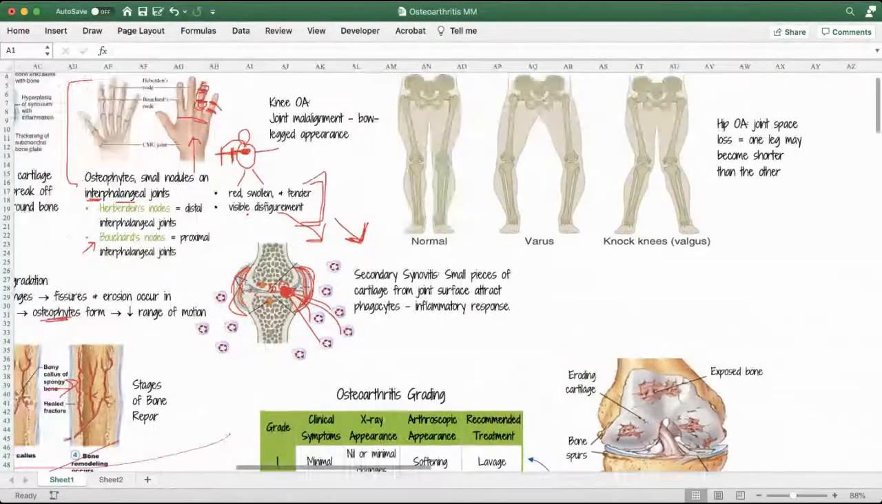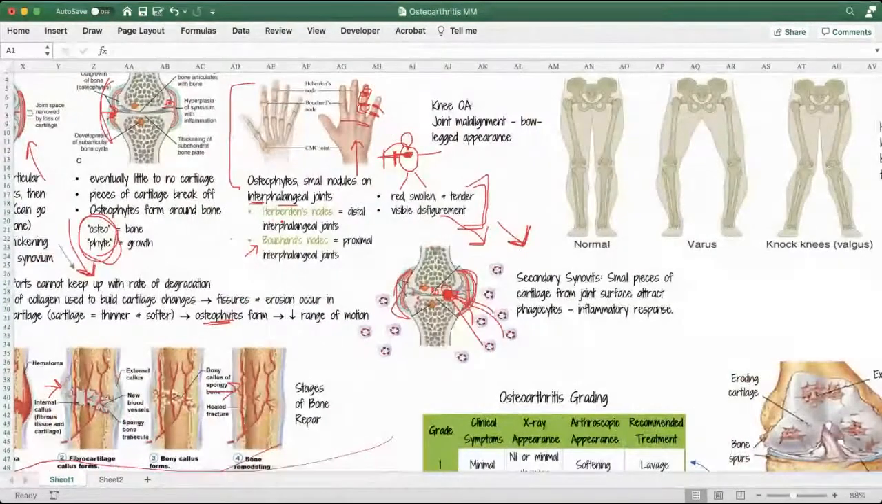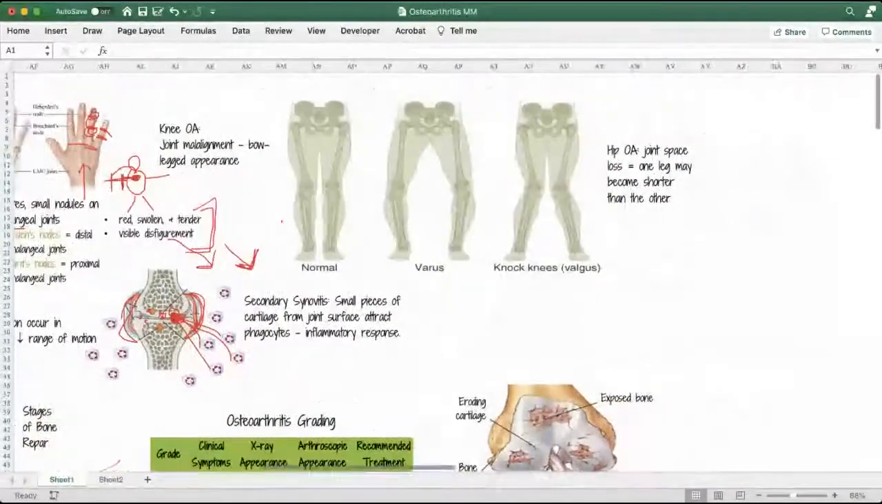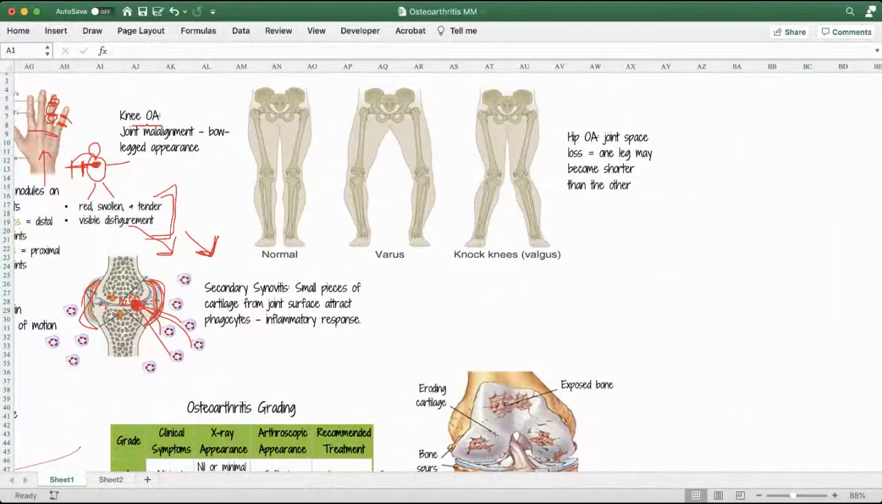So we were talking about these osteophytes, Heberden's nodes and Bouchard's nodes. There's a couple of things that happen specifically with knee OA, where you have these joint malalignments. Bow-legged is one I see more commonly, personally. We call that varus, and then the opposite, where the legs are leaning in like this, that would be valgus. These are both common malalignments that will sometimes occur with OA.